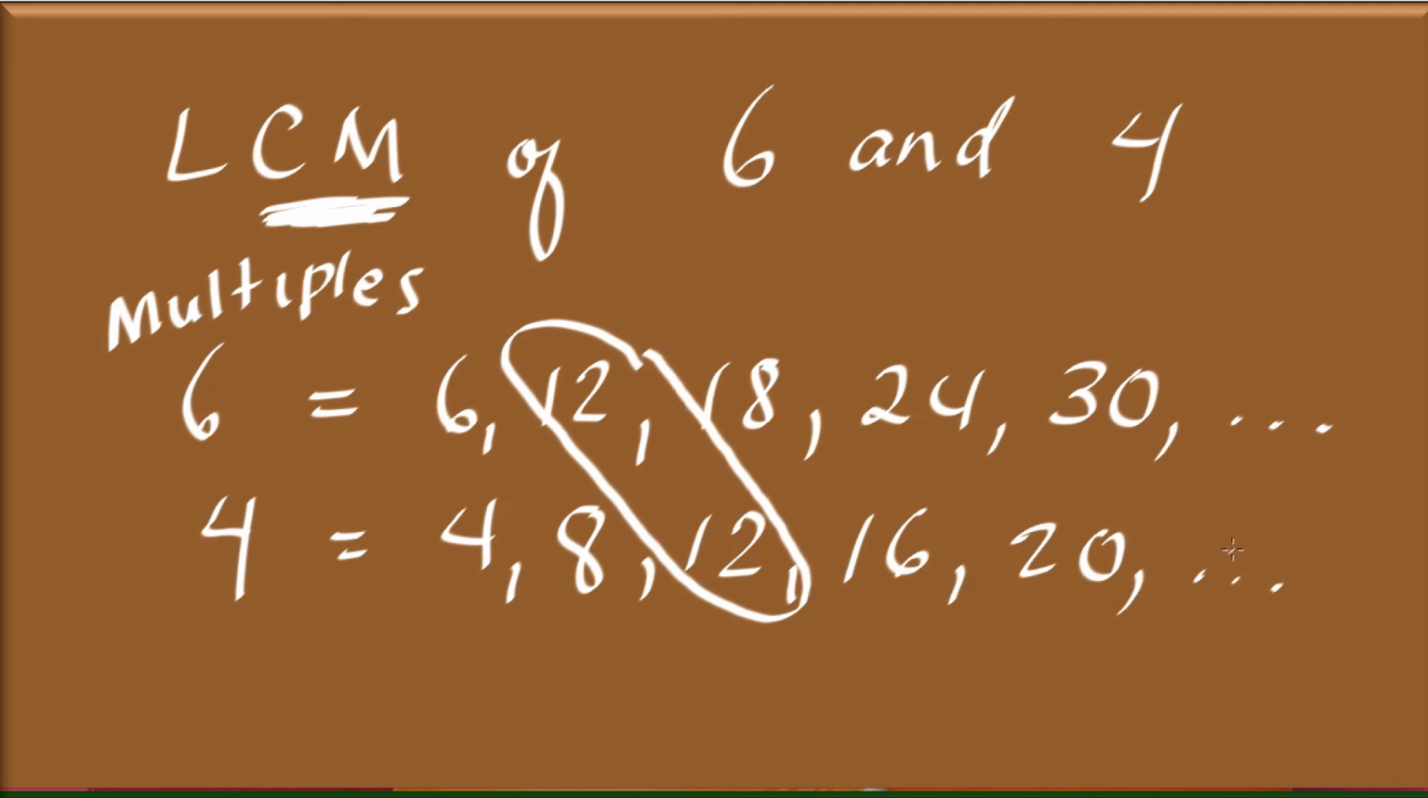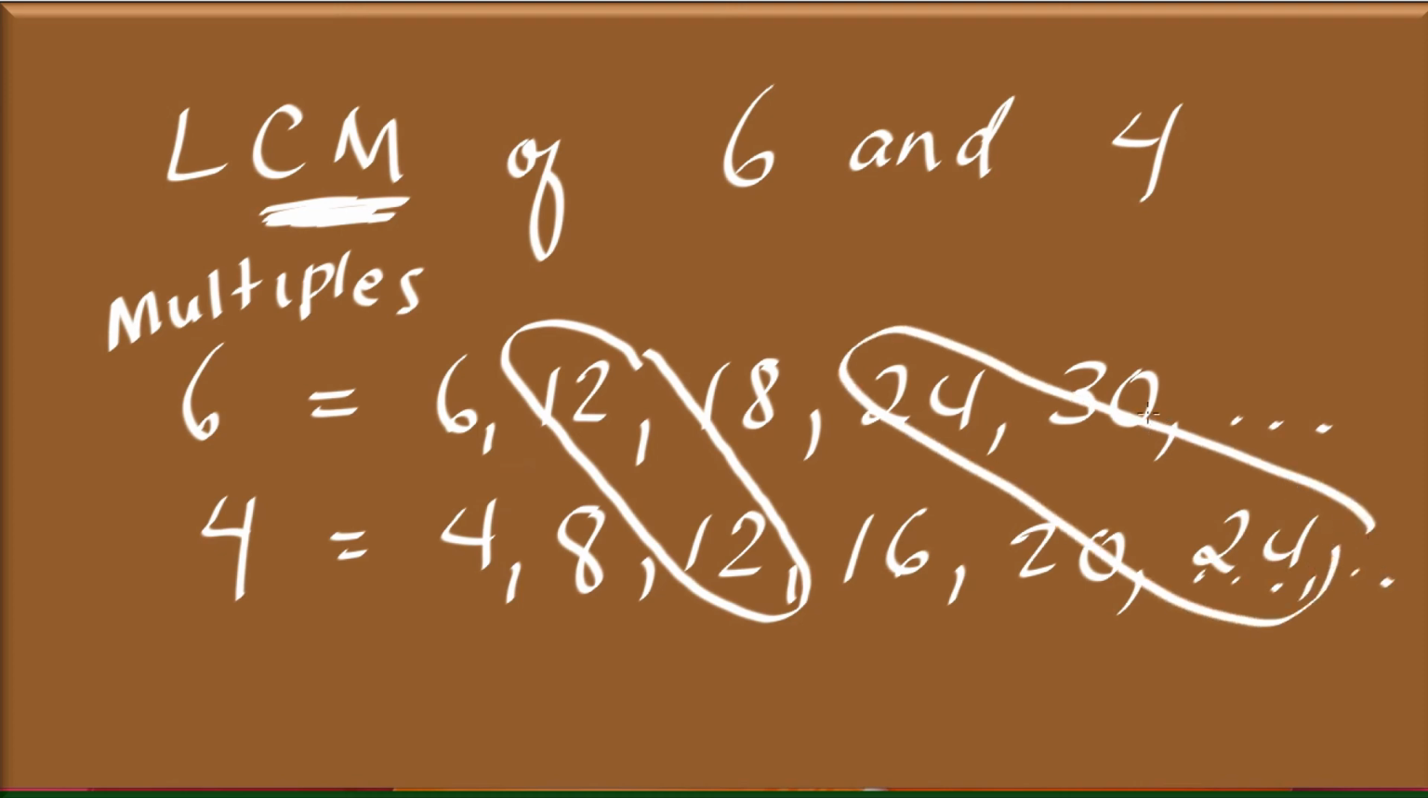Now, the next number after 20 is 24. So I see 24 is also one common multiple, and there are some more common multiples between this group. But what is the least, the smallest common multiple? So you can see 12 is the least common multiple between 6 and 4.